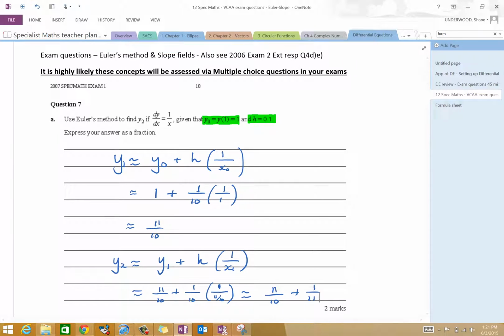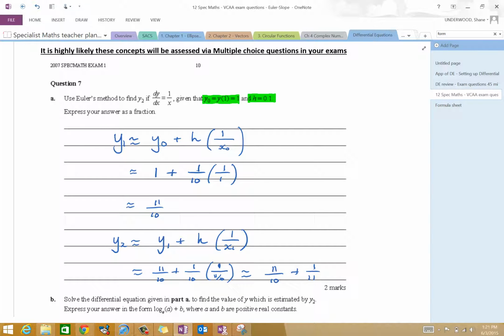By the way, what year was this? 2007. Now we're going to show you the next time Euler's method was in a short answer. It's not going to be that regularly, but we're probably due for it. And to be honest, if we are due for it, then you should be happy that it's a Euler's method question.